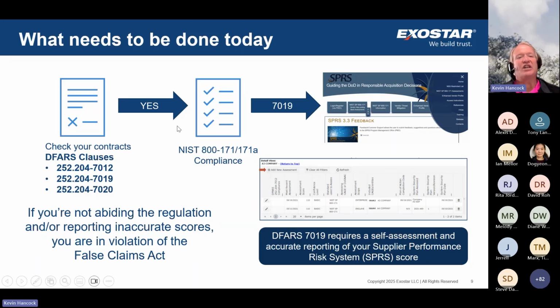Once you've done that and you've got that score, you're required to enter that score into the Supplier Performance Risk System. That's the SPRS system. What you should do is, if you've entered that score and it's somewhere less than 110, you should have an open POAM against those open items. You should work to close those. Once you close those, your score will go up. You should then go into the SPRS system and update that score.